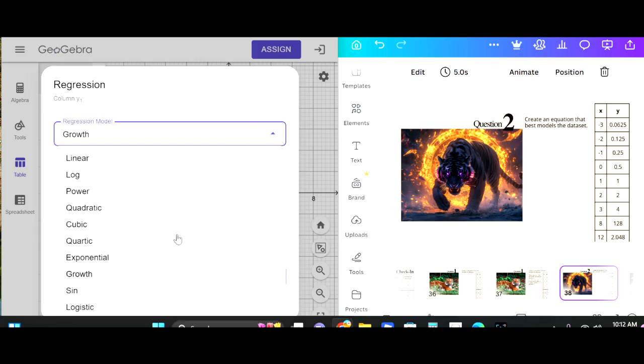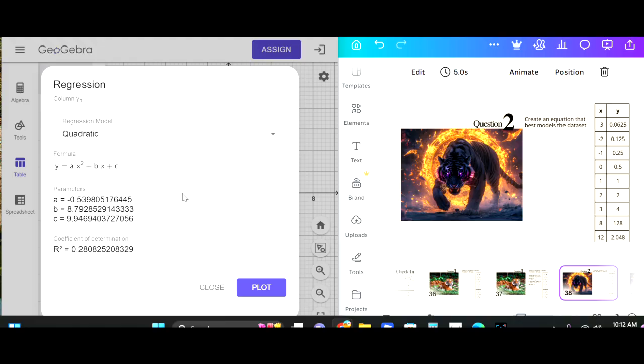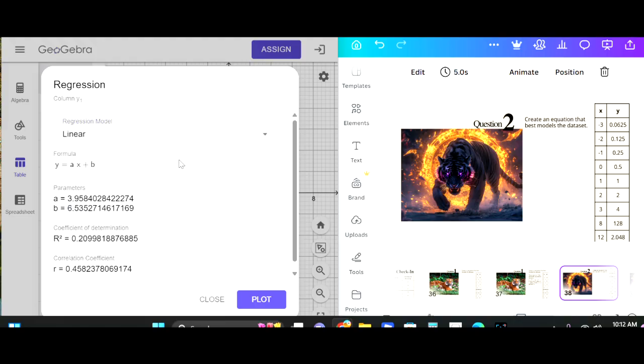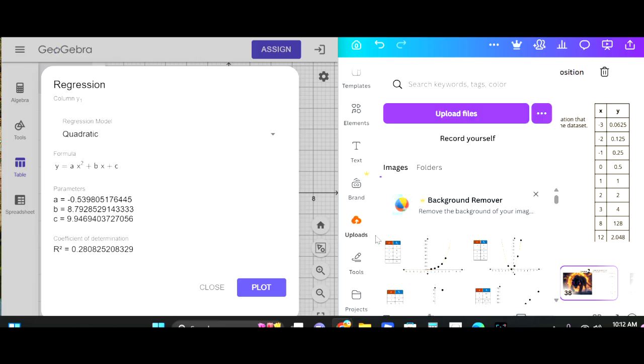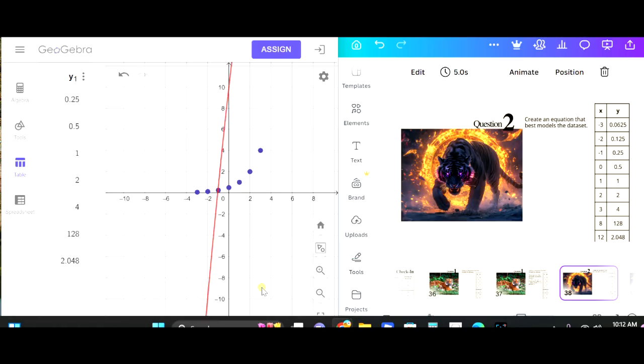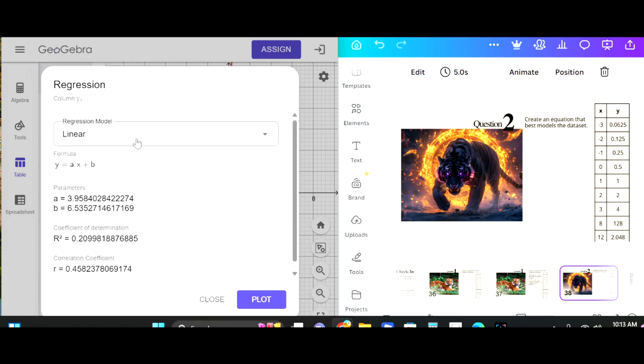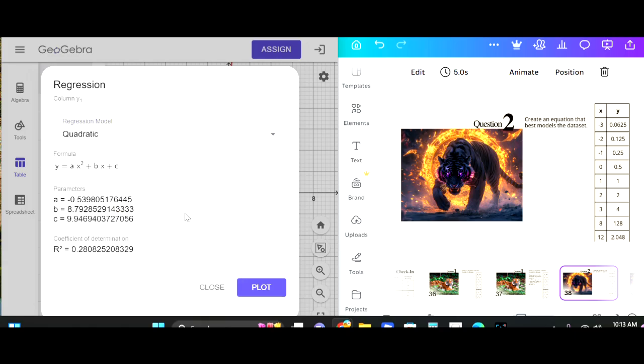I guess it's quadratic then, because it's a little bit better than linear. I guess it would be quadratic. Why did it do a straight line? That's linear. Let's go regression. We wanted quadratic. Okay, plot.